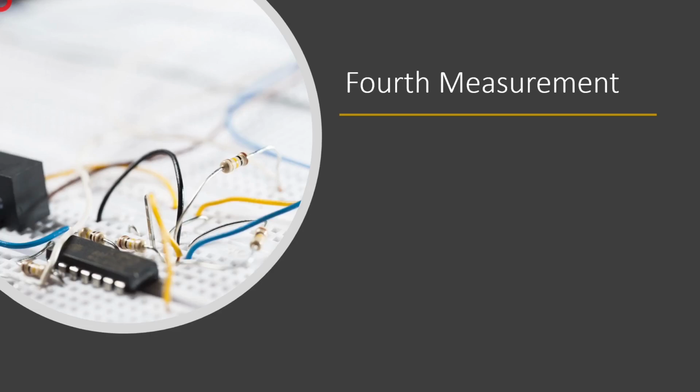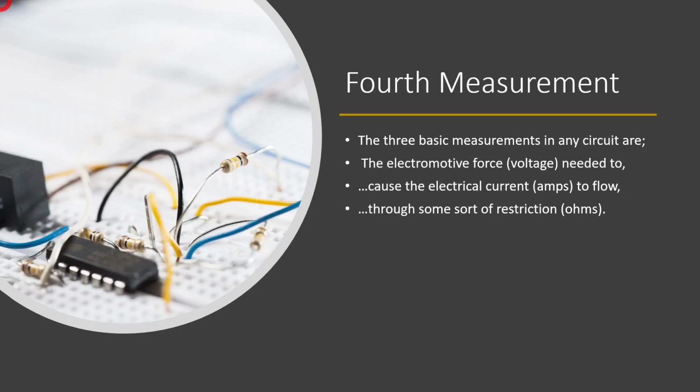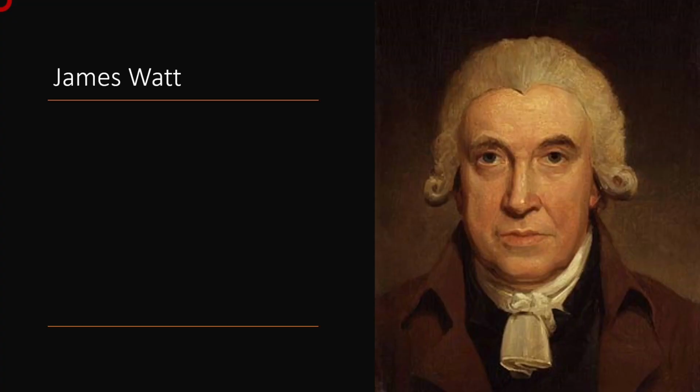Okay, so that fourth measurement. The three basic measurements we've talked about so far: we need electromotive force, which is needed to cause the electric current, or amps, to flow through some sort of restriction measured in ohms. The fourth measurement exists in every circuit that has electric current flowing through it, and that's what we're going to talk about here. So when we study this, we're actually studying this gentleman's work, James Watt.